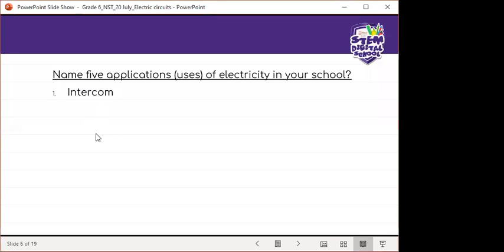All right, beautiful. Okay, so what I have is the intercom. I believe most of you guys did or have intercoms back at school. Lights, obviously. The projector. It also uses electricity. That is, if you guys are not yet using smart boards.